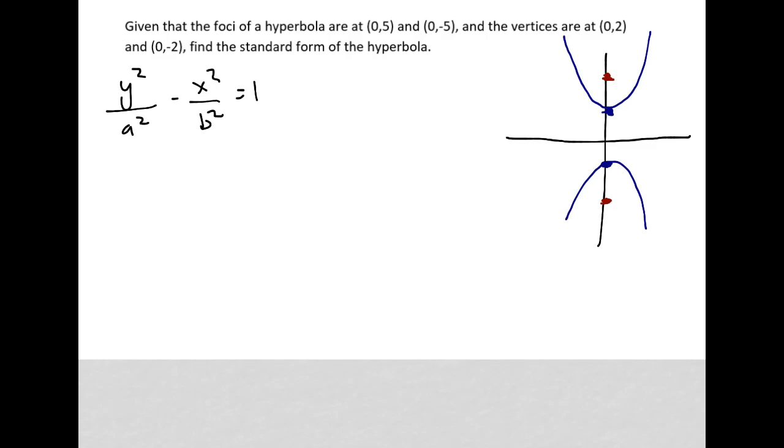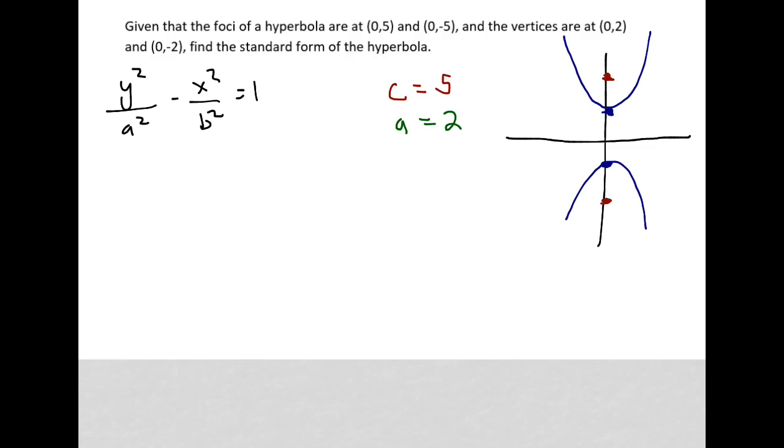So what are a, b, and c? Well, c should be pretty straightforward. c is the distance from the center to each focus, so in this case, c is equal to 5. And a is the distance from the center to each vertex, so we know that a is going to equal 2 in this case.